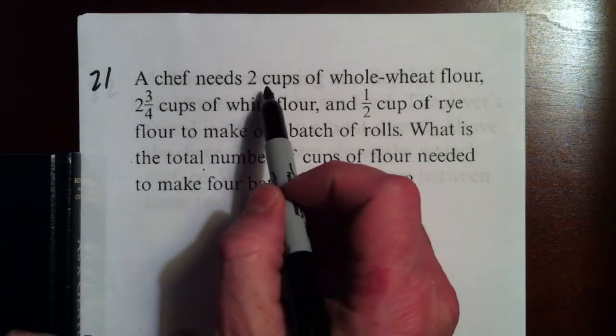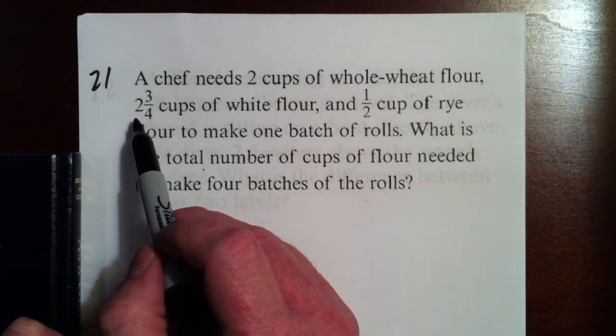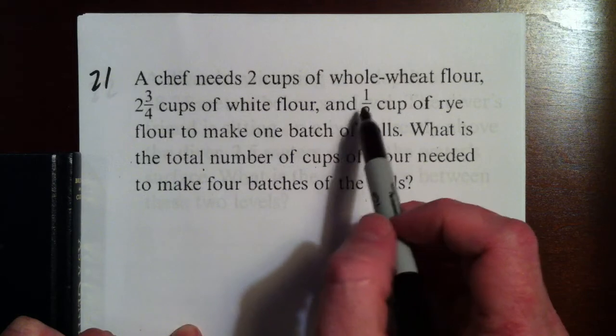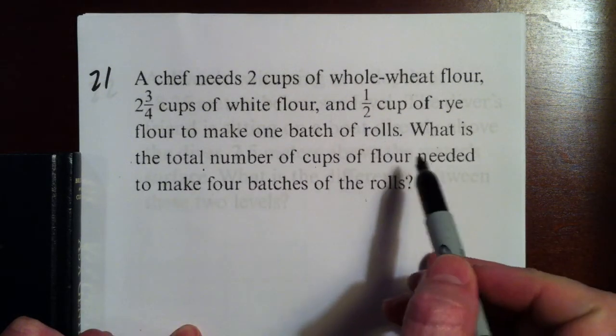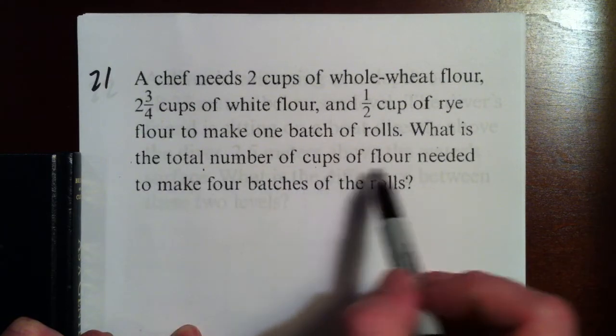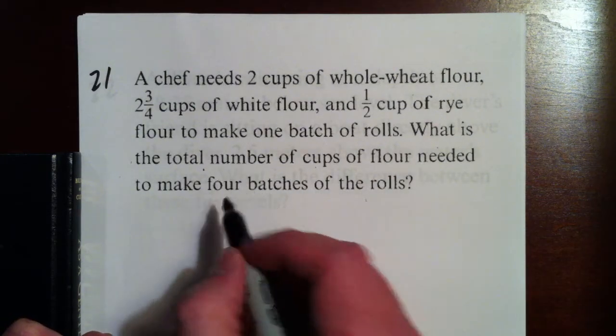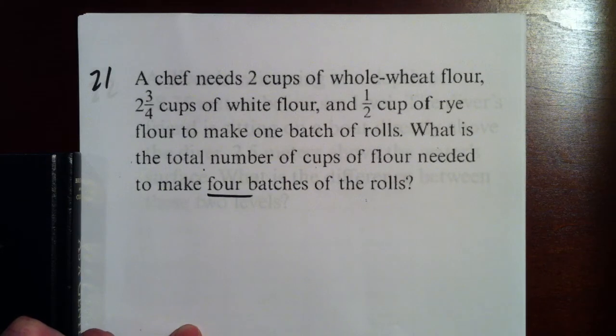A chef needs 2 cups of whole wheat flour, 2 3/4 cups of white flour, and a half cup of rye flour to make 1 batch of rolls. What is the total number of cups of flour needed to make 4 batches? To make 4 batches of rolls.